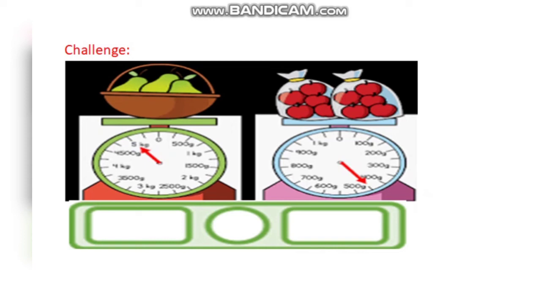And lastly, we have a challenge. So we are looking at pears and apples. And on the left side we can see that the pears weigh 5 kilograms. And on the right side, we can see that the apples weigh halfway between 400 grams and 500 grams. So you have to figure out which number is exactly halfway between 400 and 500 and write that down in the box. Make sure you write the 5 kilograms on the left side under the pears, and in the circle in the middle, you have to choose your greater than, less than, or equals to sign to say what is happening in this picture.